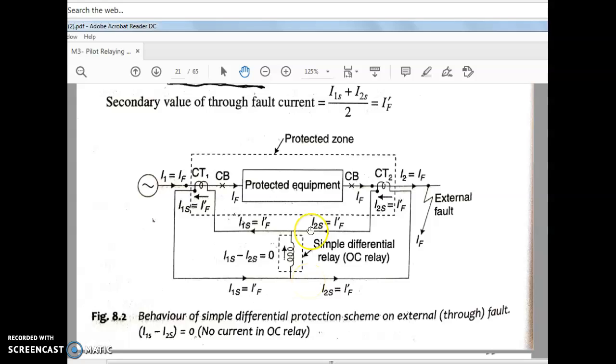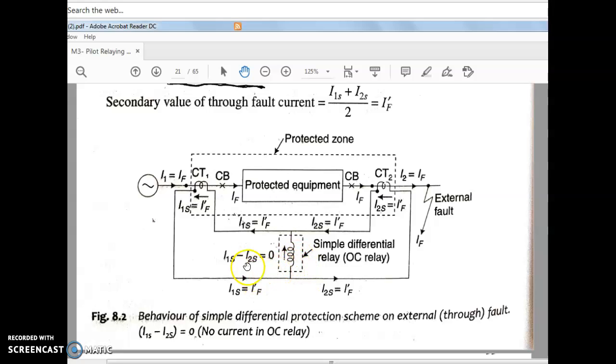Okay, hence the operating coil does not operate under the external condition. Is it clear the condition here? The secondary currents I1s and I2s of the CTs are equal. I1s equals I2s. Therefore, I1s minus I2s is equal to what? 0. Whatever faulty current is there, that should be 0. That faulty current should flow through the current coil.